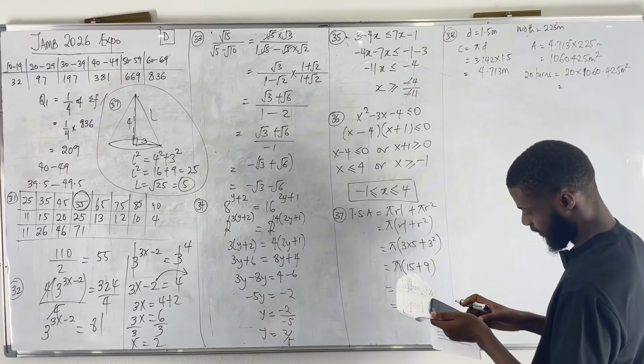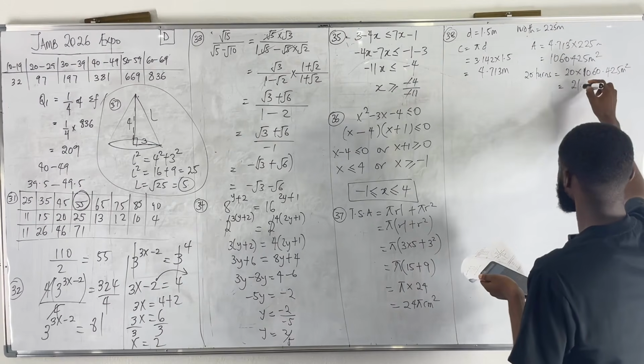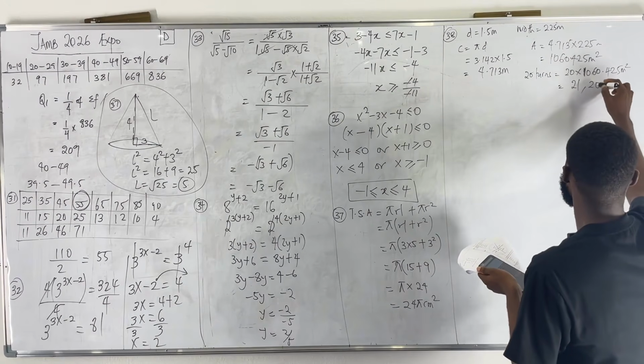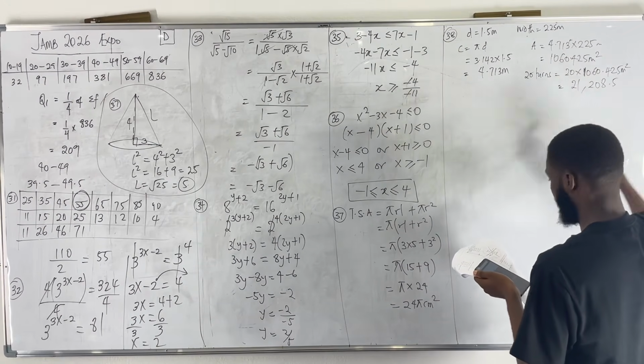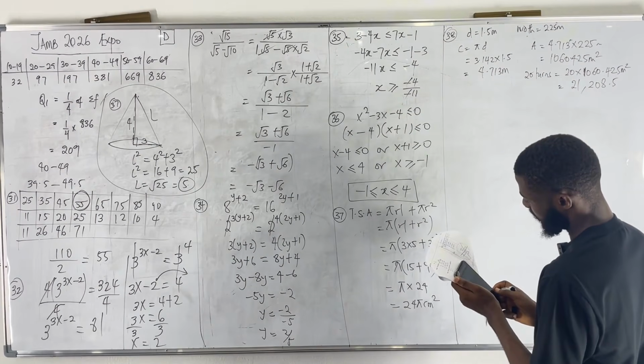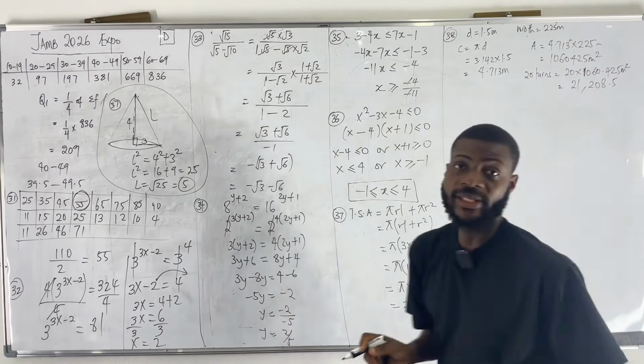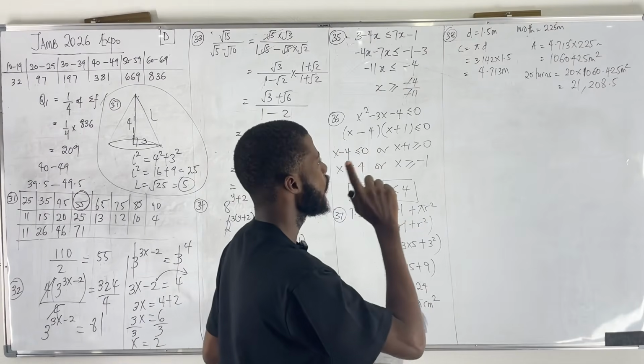So times 20. So this will be 21,208.5 times 21.2. The answer will become B. Let me explain a little bit.